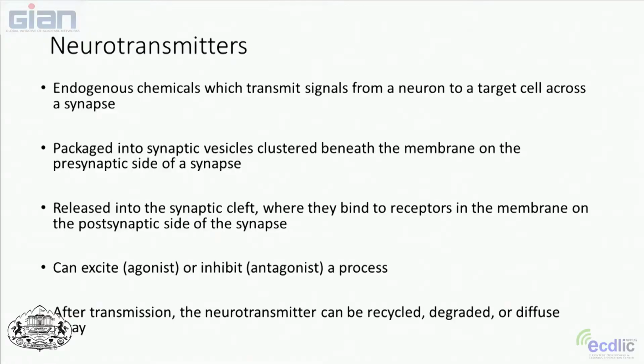So again, these neurotransmitters are these endogenous chemicals that transmit signals from a neuron to a target cell across the synapse. They're packaged in these little vesicles, as you saw, and they're released into the synaptic cleft, where they bind to the receptors on the other side of the synapse. Now, these neurotransmitters can either excite or inhibit a process. So they can come and bind, and they can be sending a message for the cell to fire or for the cell actually not to fire and stop the process. So they don't always have to be excitatory neurons. After the transmission, the neurotransmitter can be recycled, degraded, or diffuse away.